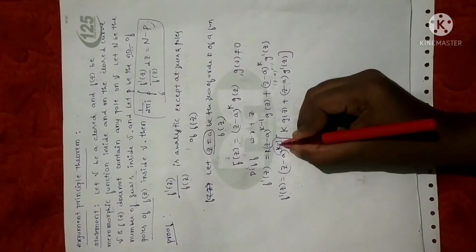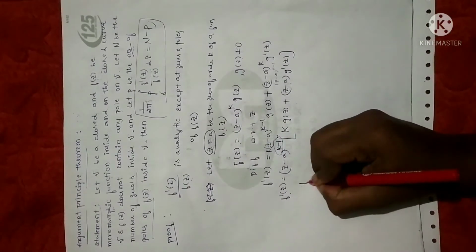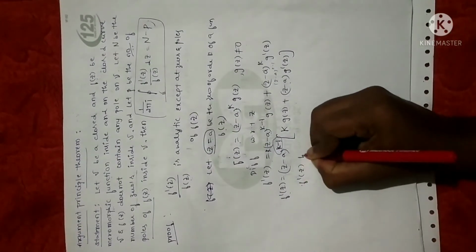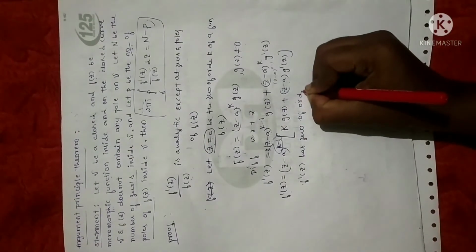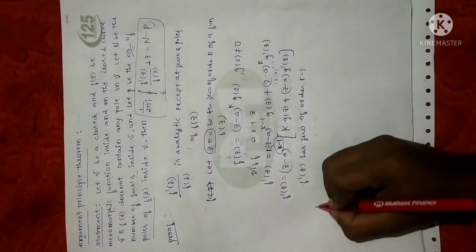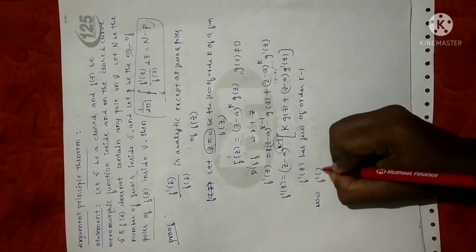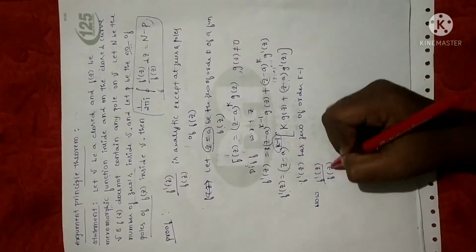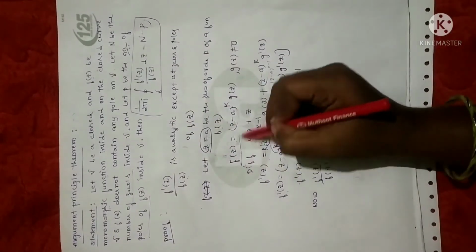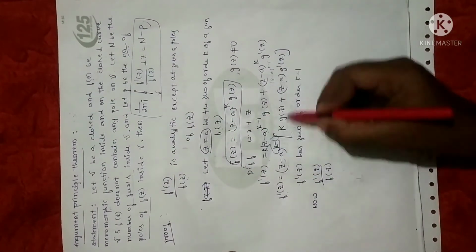Why? Because it is having the power k minus 1. I'll just write the statement: f dash of z has a zero of order k minus 1. Now let us consider f dash of z by f of z. I'll divide f dash of z by the function f of z. F of z I have taken here and f dash of z is here, so I am going to divide.